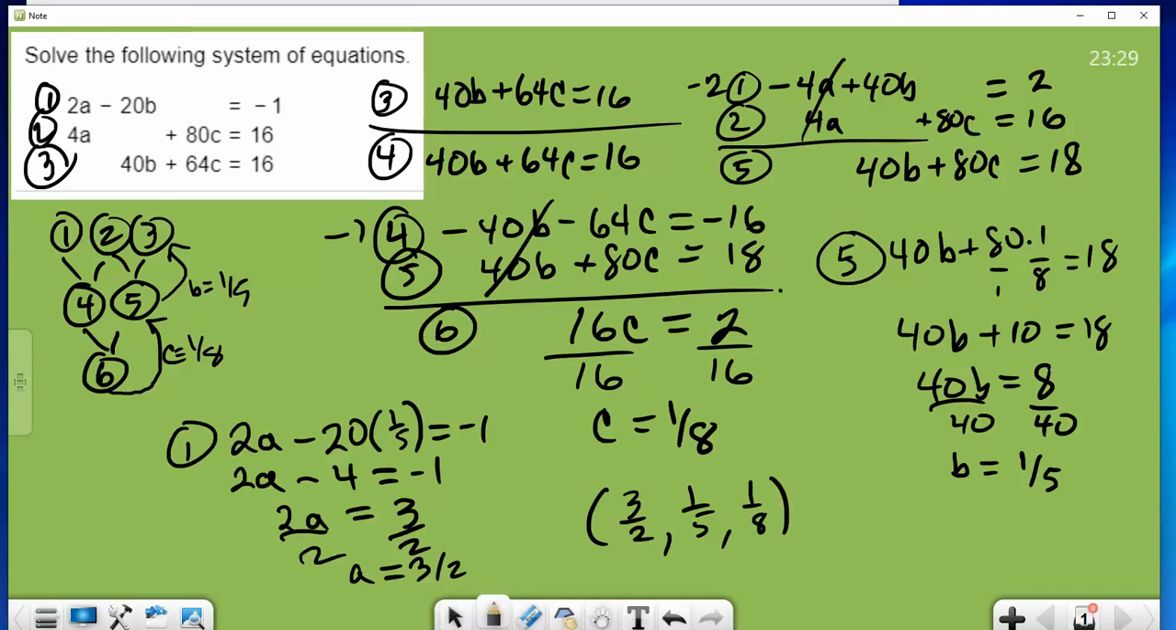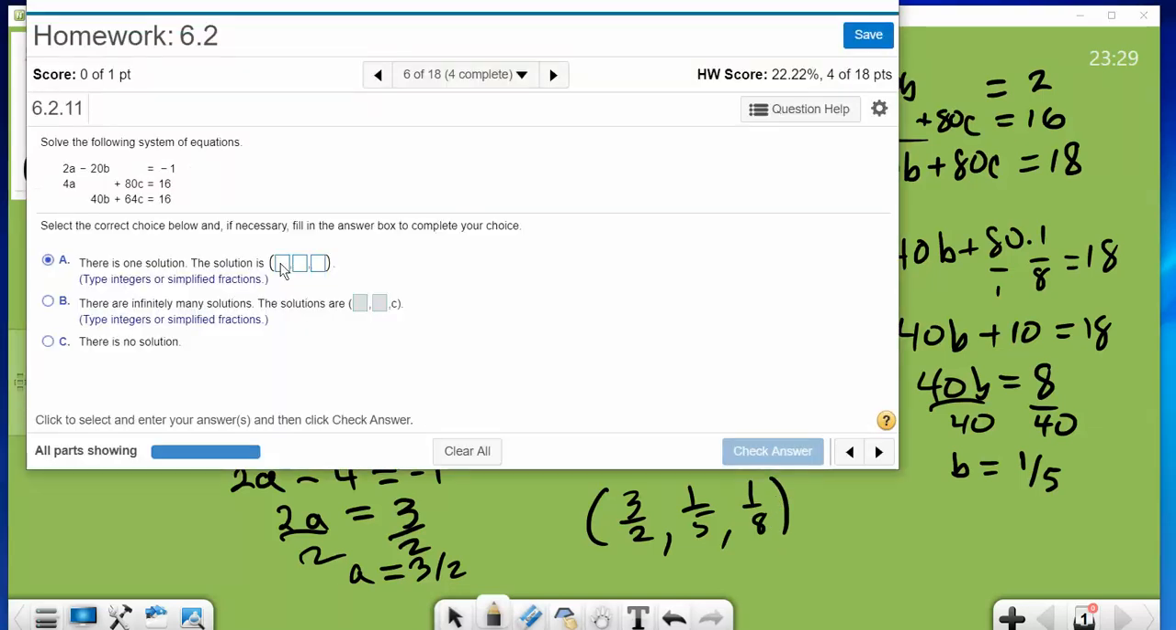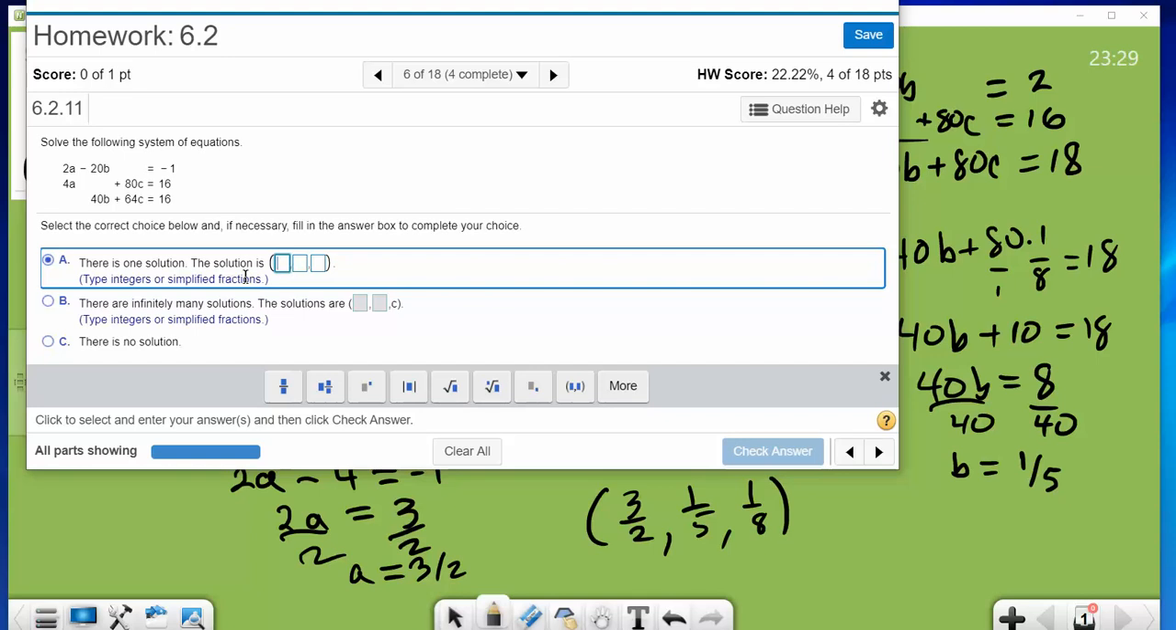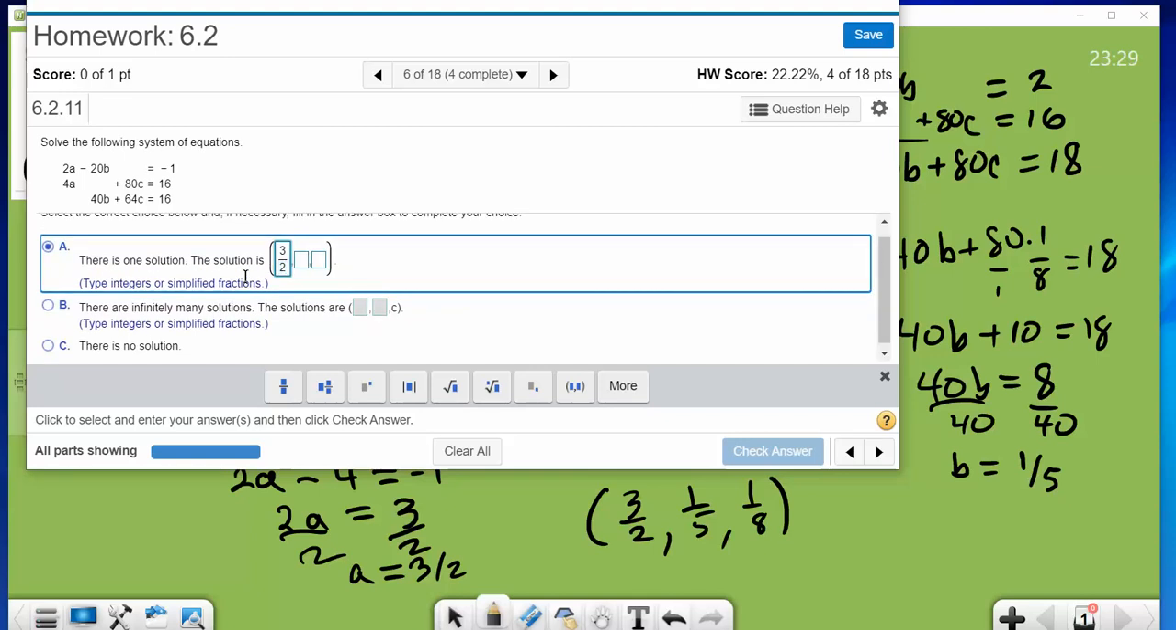Alright, let's see how we did. So, 3/2, 1/5, and 1/8.